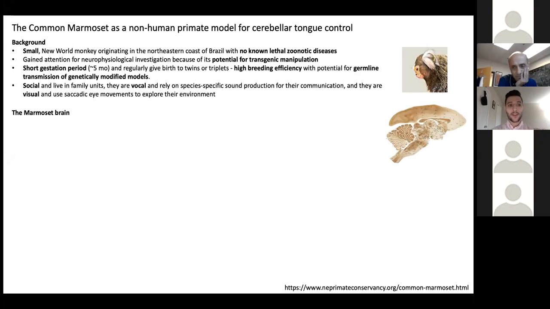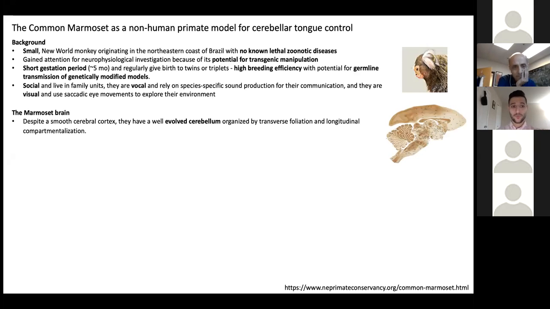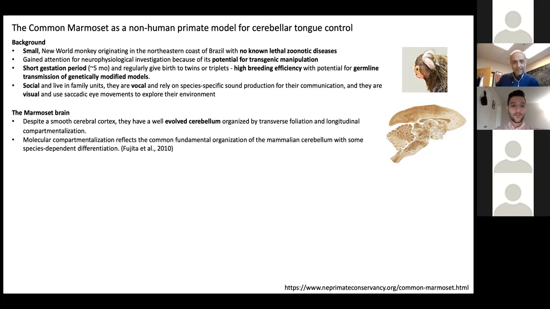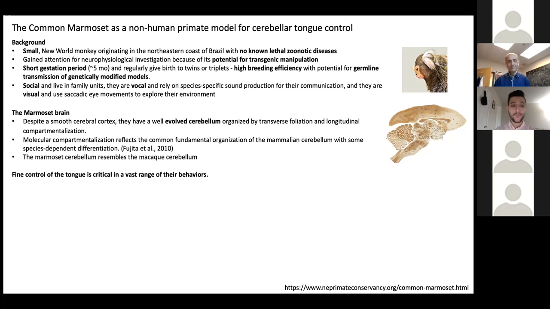Their brain is also rather interesting in that despite having a very smooth cerebral cortex, they have a very well-evolved cerebellum, and it's organized in a way that's sort of classic, in that they have transverse foliation and longitudinal compartmentalization of their cerebellum that we've come to know and love. They do have molecular compartmentalization that reflects fundamental organization of the mammalian cerebellum, and in fact, their cerebellum is very similar to that of the macaque. They rely heavily on fine control of their tongue in a wide range of their behaviors, and I'll address some of these behaviors right now.